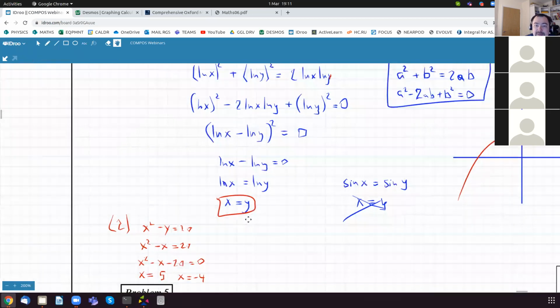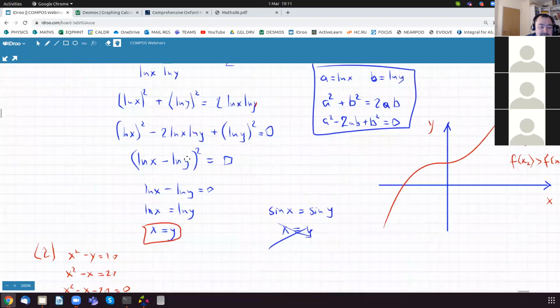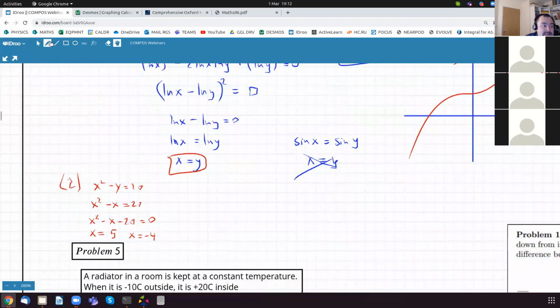But this is why I told you that this is very important. x has to be positive, so we have to reject the negative value. So x equals 5, and of course y is also 5. And that's it. That's the solution.